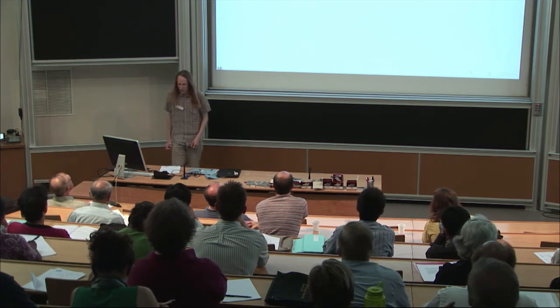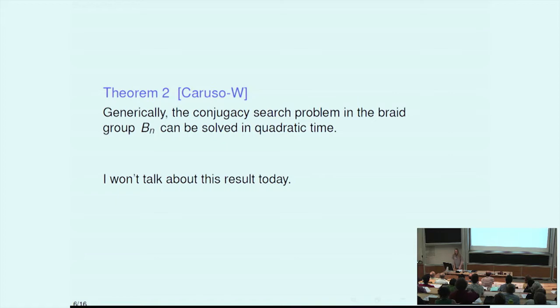There's another theorem which I will probably not have time to talk about. Generically, the conjugacy search problem in the braid group B_n can be solved in quadratic time. What do I mean by that? You give me two braids of length L, or the longer one is of length L. I have an algorithm which computes in time proportional to L squared and which can give me three possible outputs.